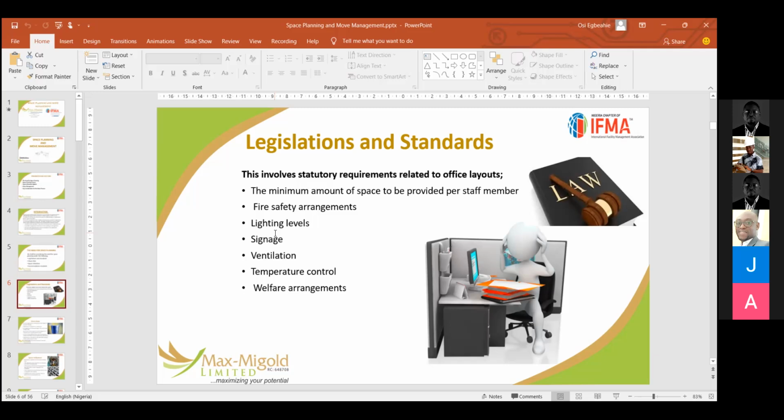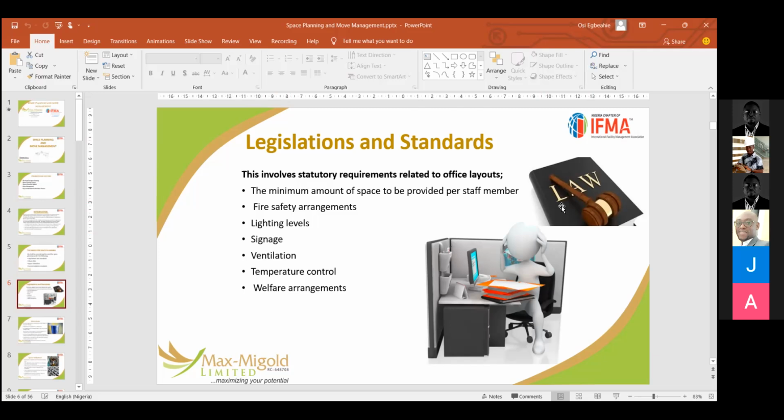Then the signage for the office spaces: directional signs, how people should move in case there's an emergency. The directional signs are always very important to note and to know how that works out. They help you and indicate the different points of where the buildings are.